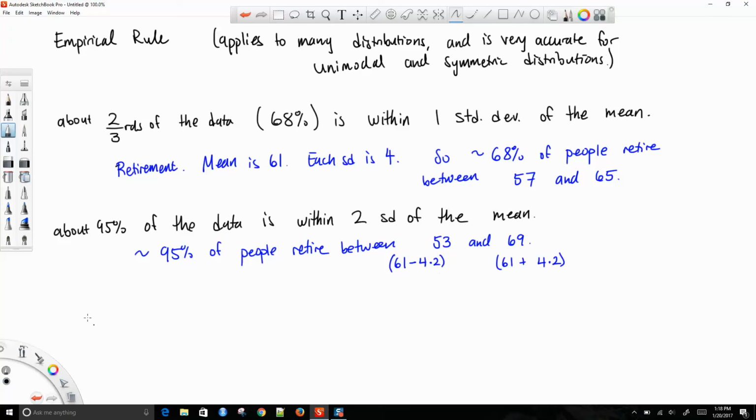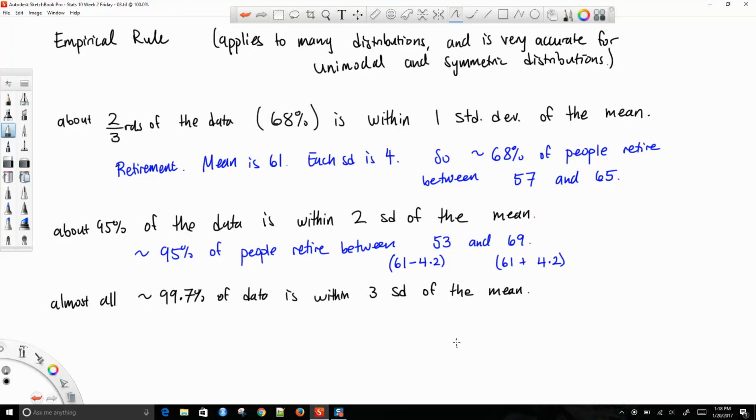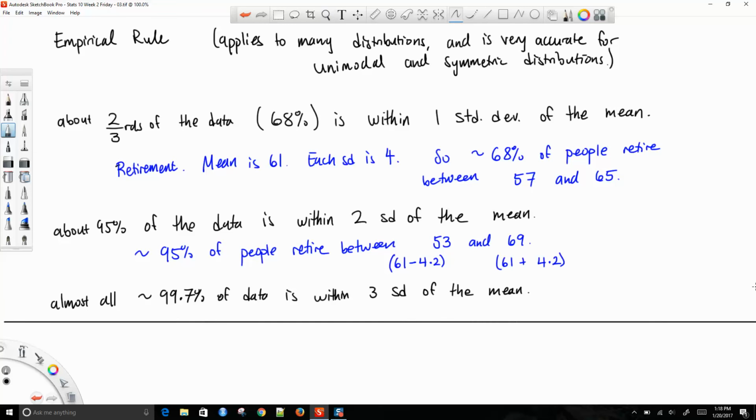Okay, and then lastly, almost all, so it's 99.7% of data will be within 3 standard deviations of the mean. Okay, I think you guys get the picture here. So the conclusion is that we have some guidelines for determining what is unusual.